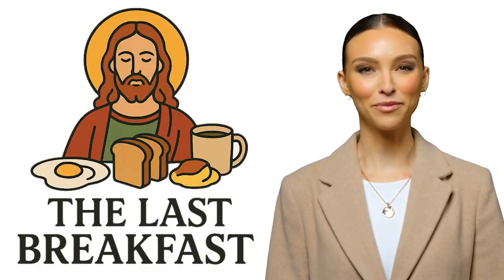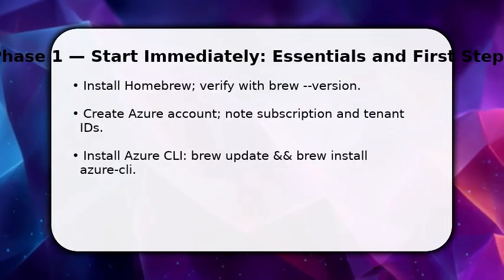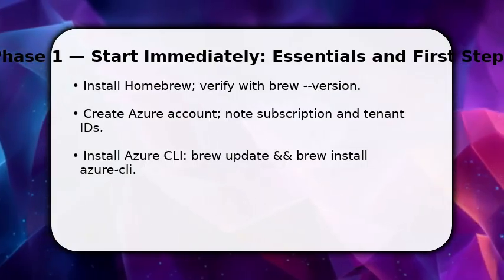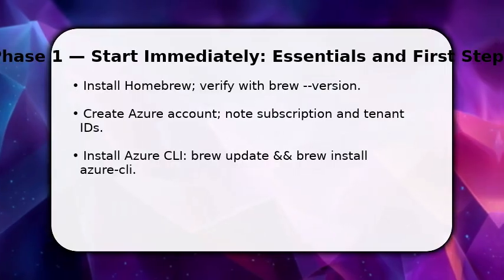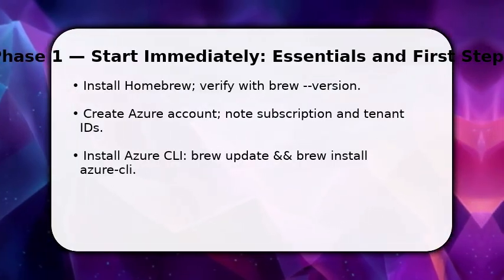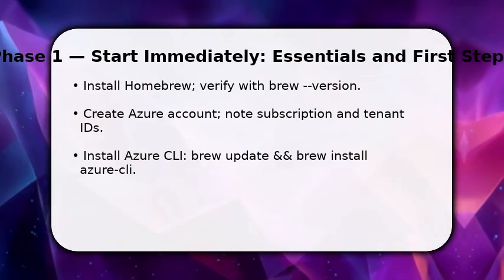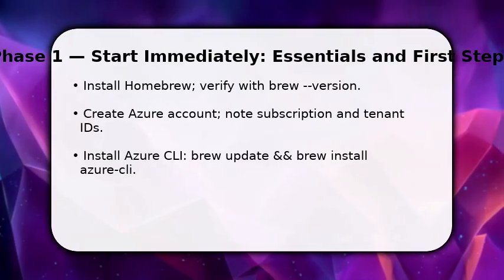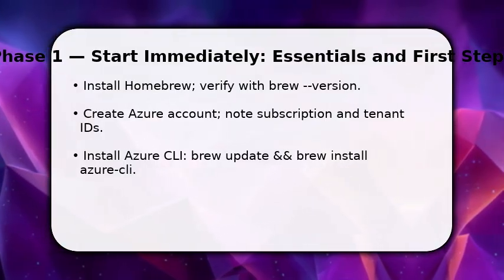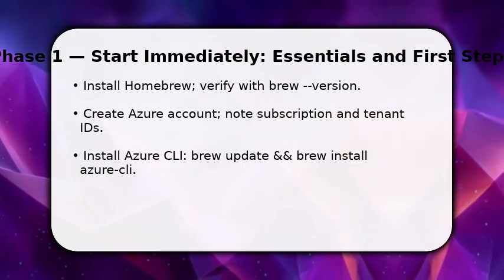Please enjoy the video. You start by prepping your Mac and Azure access. Install Homebrew if missing, because it simplifies tools installation, then run brew update. Next, create or confirm an Azure account and copy your subscription and tenant ID for later authentication. Once done, install the Azure CLI using brew install azure-cli so you can script deployments.